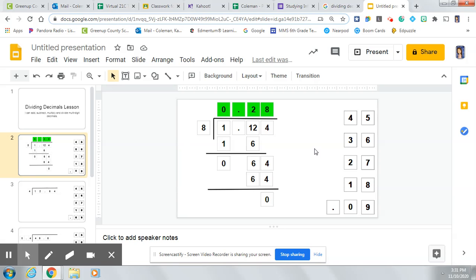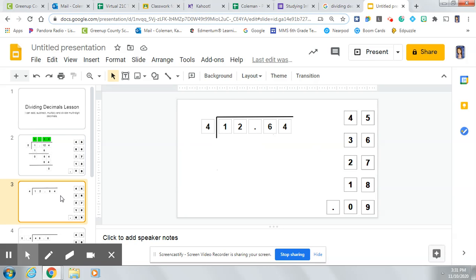Okay, now you guys are going to have a problem to do. You're going to be doing this on Nearpod, and I want you guys to try to work that out on your own. And then I'll have the next slide where you can check your answer.